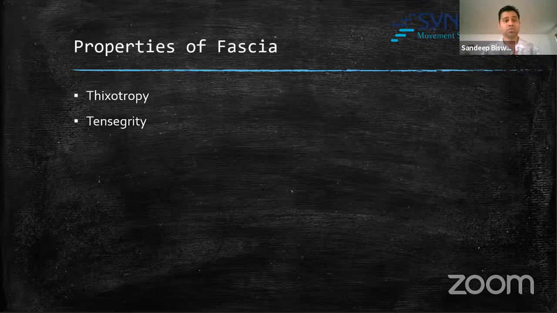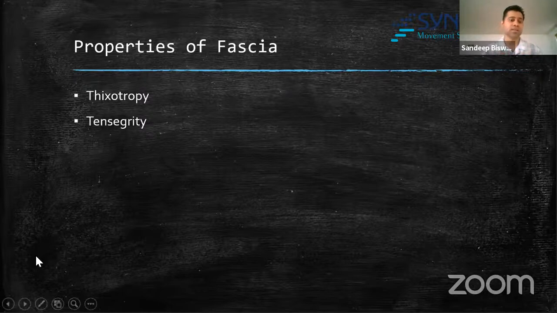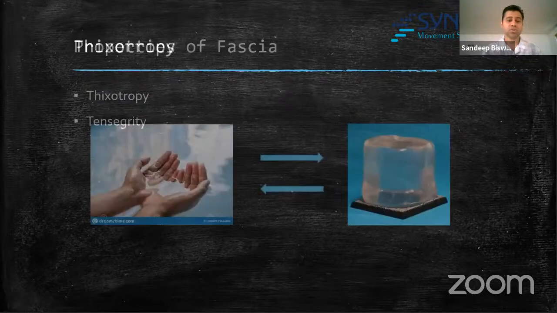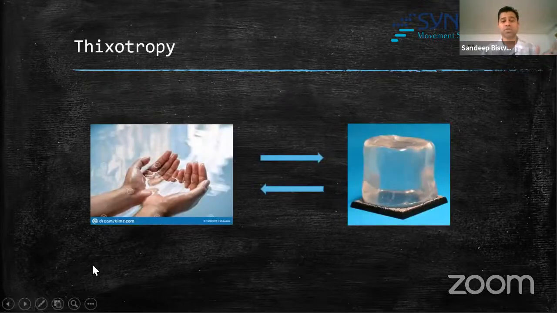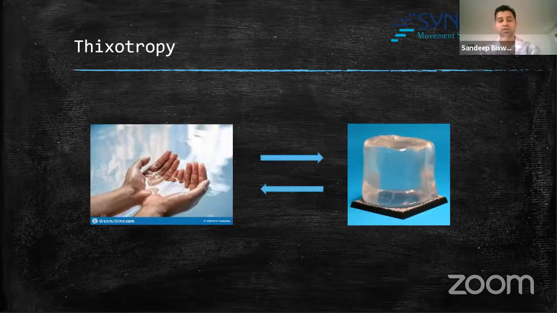Now let's come to the properties of fascia. There are many properties of fascia, but what I'll focus on today are two properties: thixotropy and tensegrity, okay? Thixotropy is the property of a tissue to change from a fluid to a solid state and from a solid to a fluid state, okay?